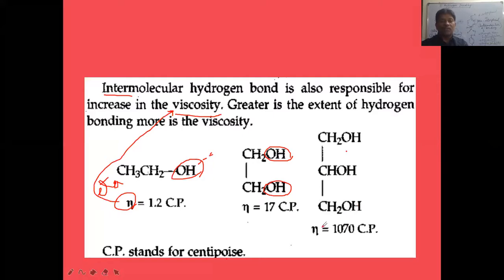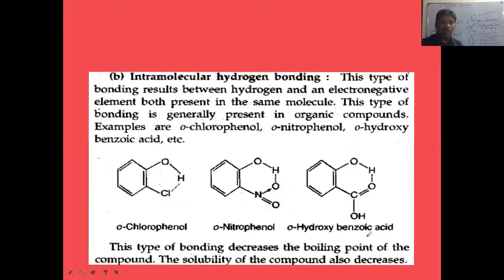So eta, that is viscosity, is equal to 1070 centipoise. So like this, the more the number of OH groups, the more intermolecular hydrogen bonding and the more viscosity there will be. Okay, then intramolecular hydrogen bonding. And we discussed orthochlorophenol.